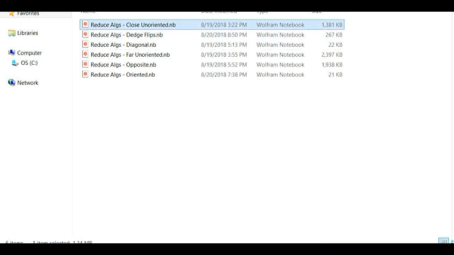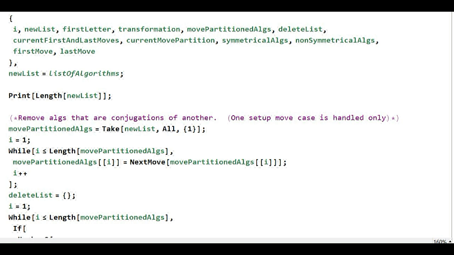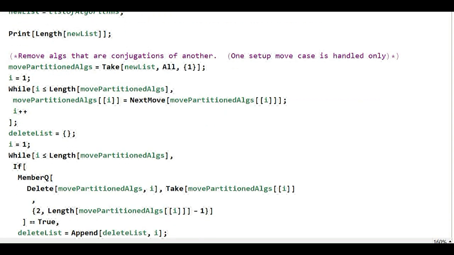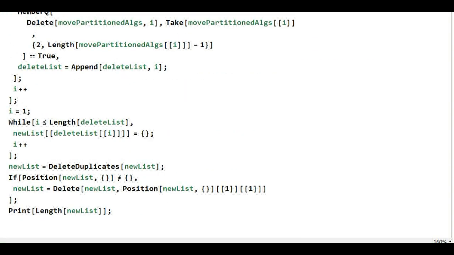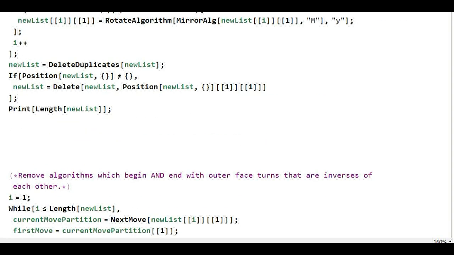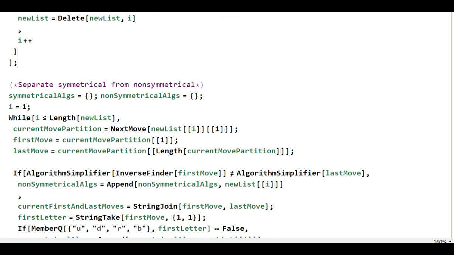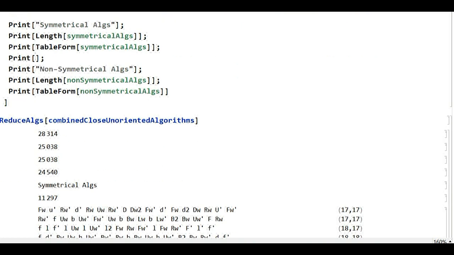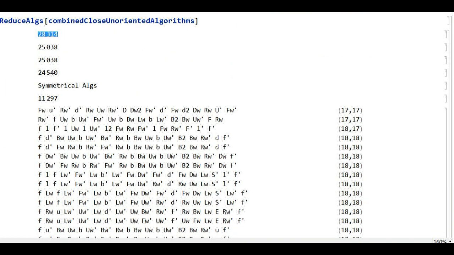So each of these shows it's just one routine here called reduce Algs, and you can see I commented it some. I think it's sufficient commenting for this. It's very self-explanatory, but I basically said which move sequences I found that I wanted to eliminate. This is the number it started with, and this is how many it ended up with for symmetrical. And then I had it separate symmetrical from non-symmetrical, which I said at the very beginning of the video. And some of the non-symmetrical aren't really non-symmetrical, but this is that program.